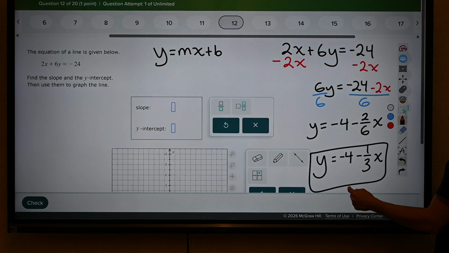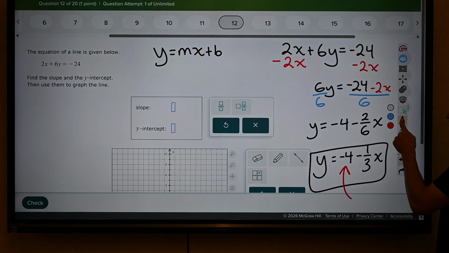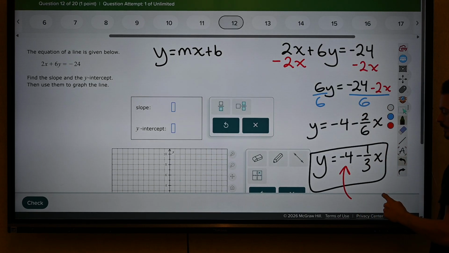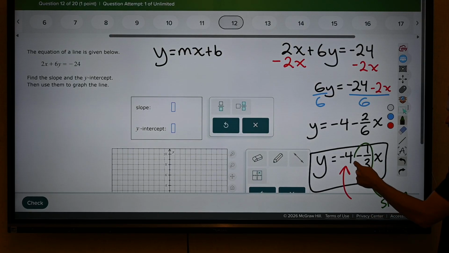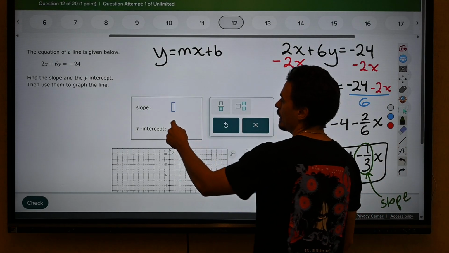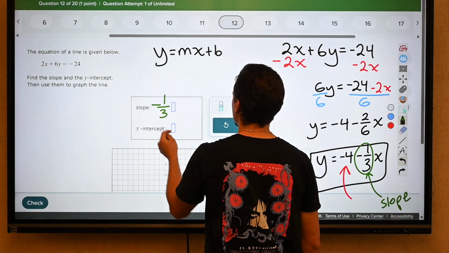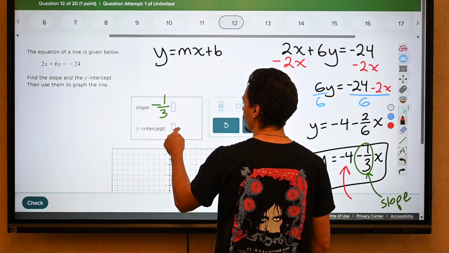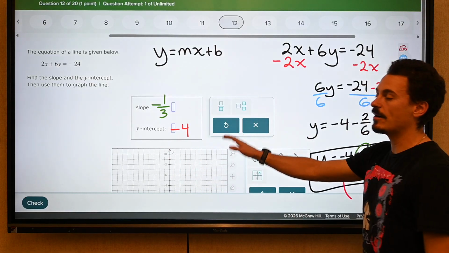Okay, right here, that's my y-intercept. Right here is my slope. -1/3 is my slope. So right here I've -1/3, and here I'd put -4. And then I would graph that line.